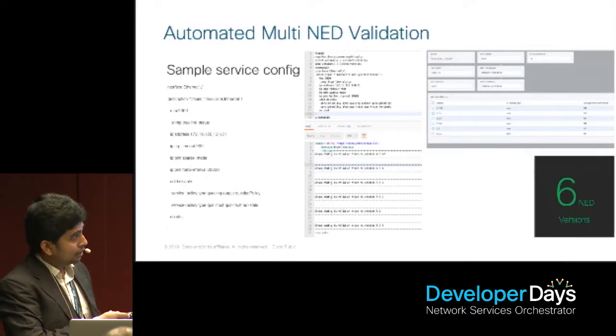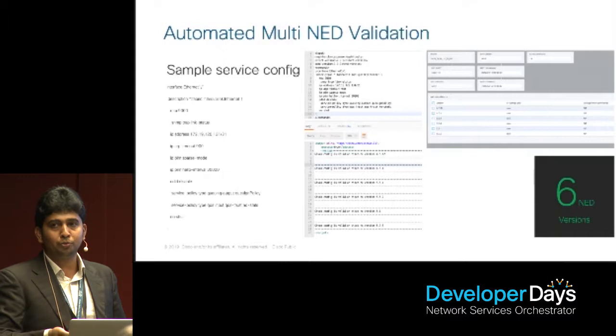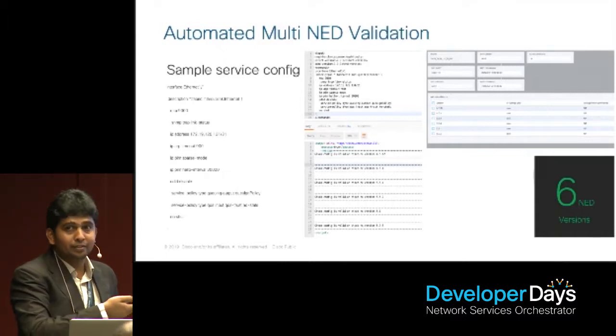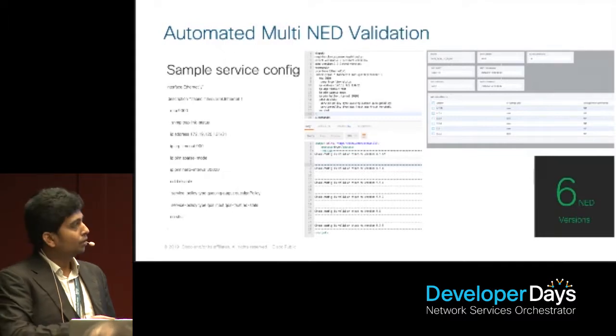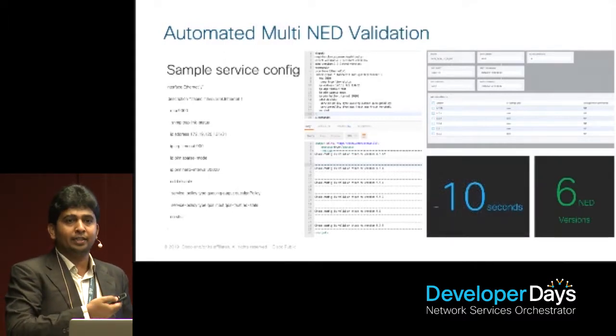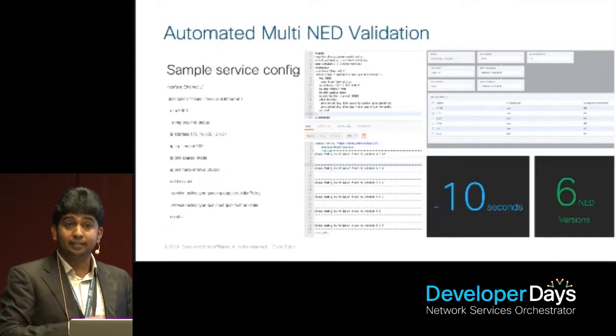Now there are 6 NEDs. In this example, I have this local instance running on my laptop. I have added Cisco Nexus versions of 6 NEDs onto my laptop, and it's able to do it in 10 seconds. It validated the configuration against 6 NEDs in 10 seconds.